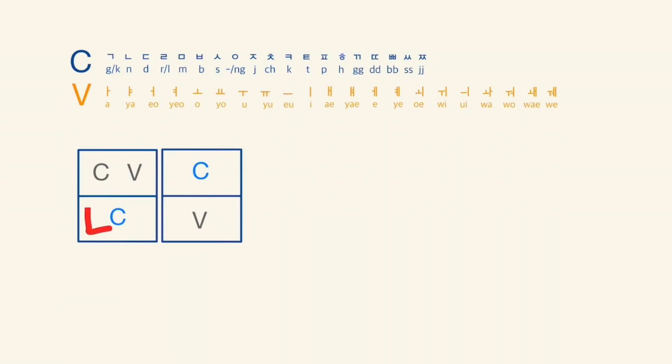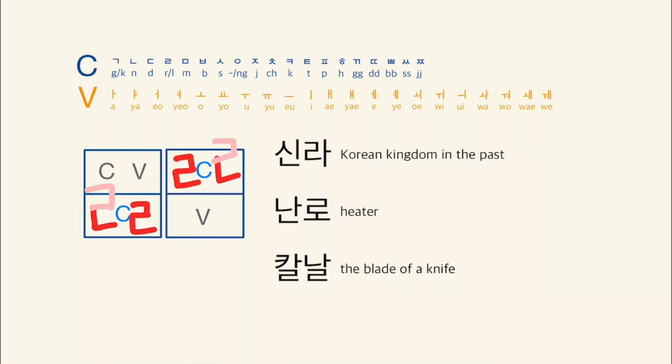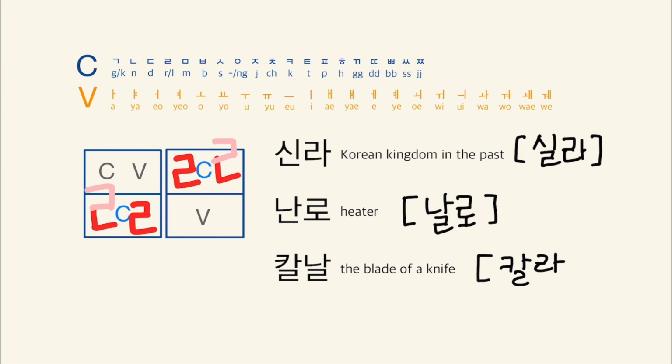This is the rule. When 니은 and 리을 follow each other, 니은 sound assimilates to 리을. There are three examples. First, the letters have 니은 and 리을 받침, and they are followed by 리을 and 니은. Therefore, to make pronunciation easier, 니은 assimilates to 리을. So first one, we don't read it as 신라, but we read it as 실라. Second one, 날로. Third one, 칼날.